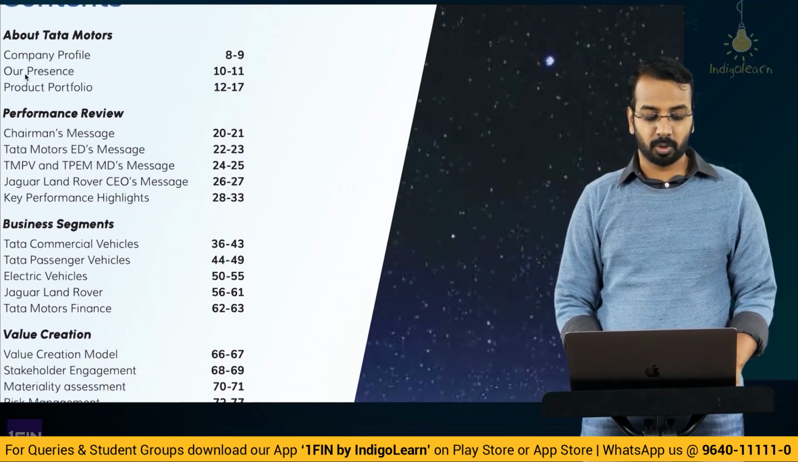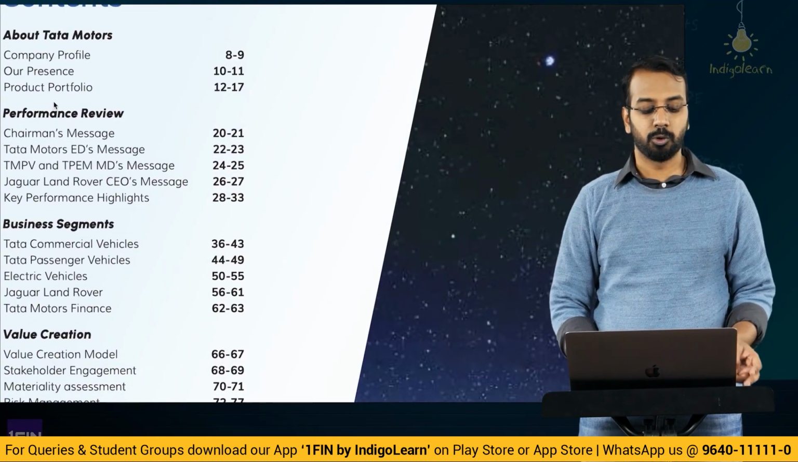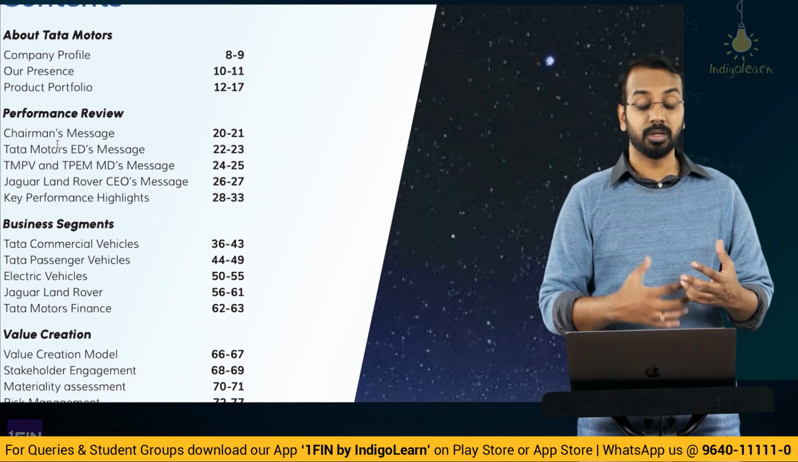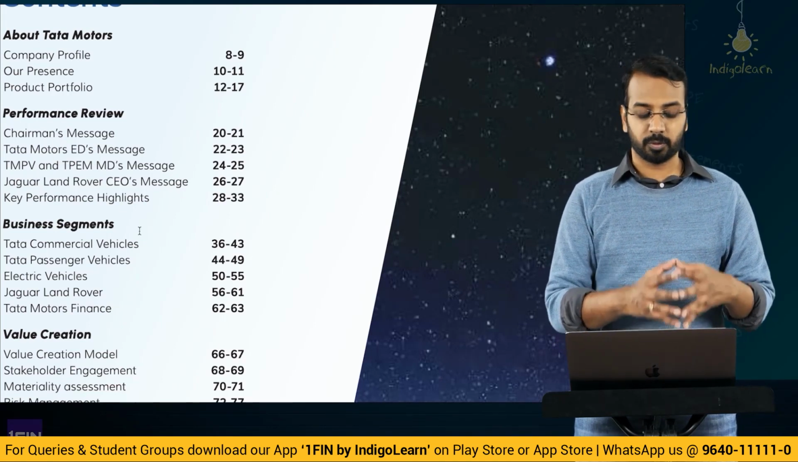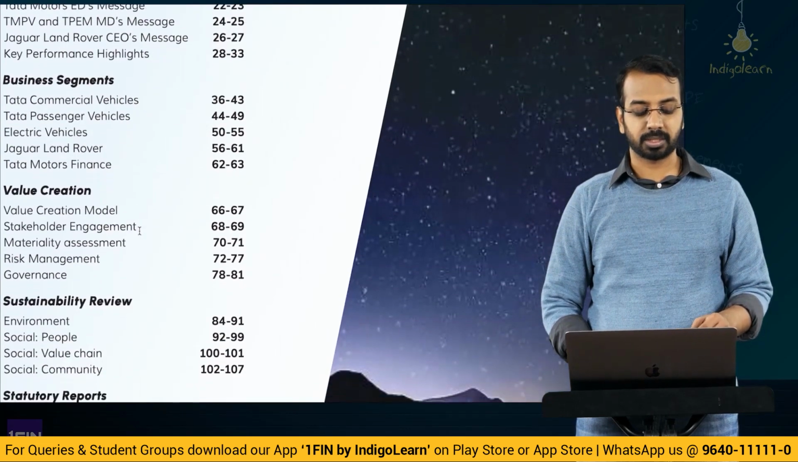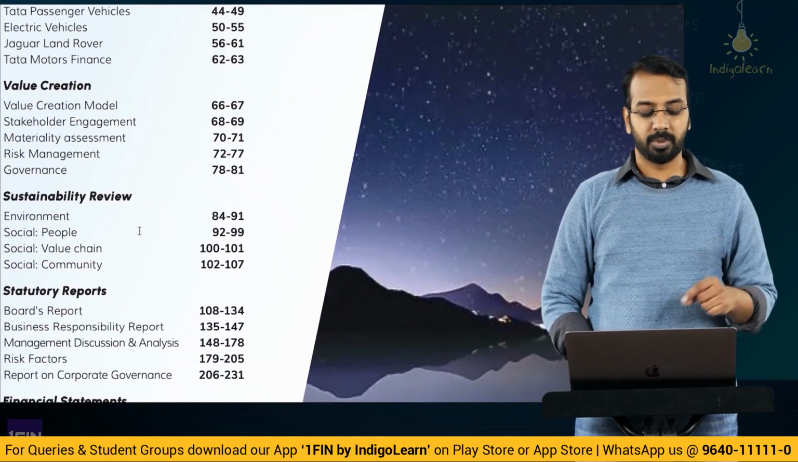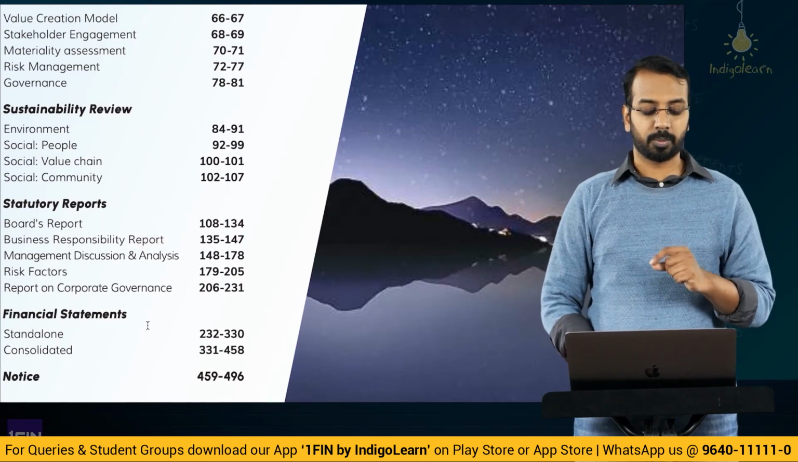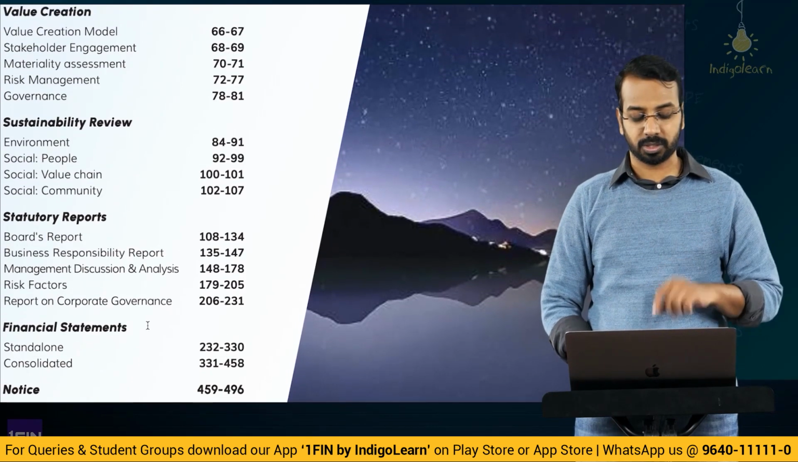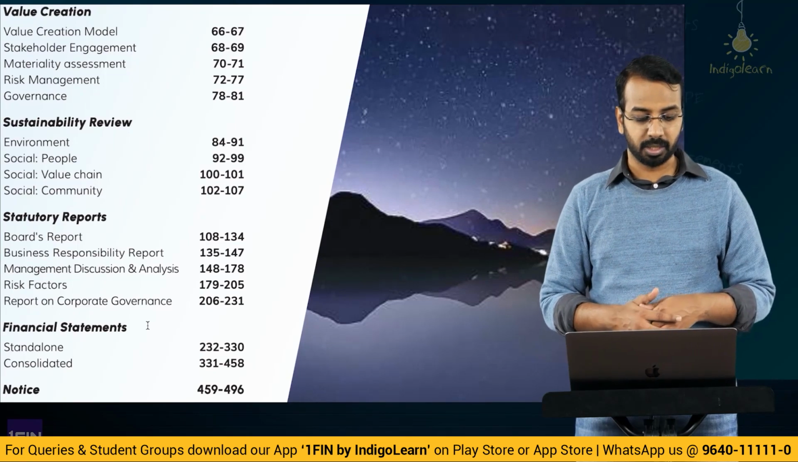So see, about the company profile, the presence, the portfolio, performance review, basically the message from the chairman, the executive directors, CEOs and all of that, performance highlights, what are the various business segments, how they create value, sustainability review, the board report, business responsibility report, report on corporate governance, then the financial statement and notice of AGM. 496 pager report is this, right?